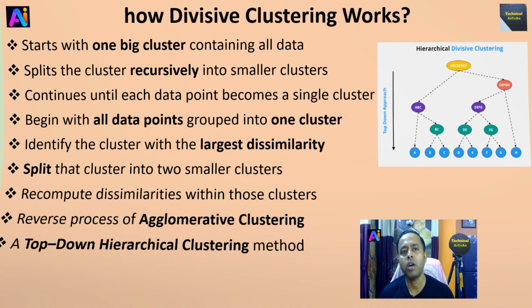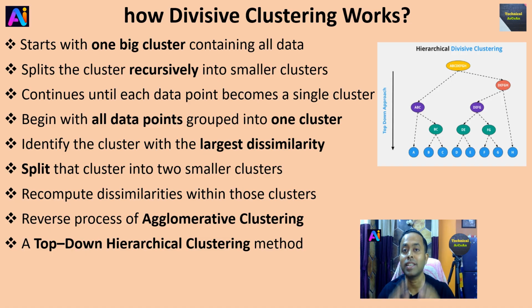Now when we talk about how divisive clustering works, it is top down. It starts with one big cluster containing all data, like in this diagram. At first the big cluster is there, and then it is split into smaller clusters, and after that we get all the data points. So that is a top-down approach. It splits the cluster recursively into smaller clusters and continues until each data point becomes a single cluster. It begins with all data points grouped into one big cluster, and from there it splits into smaller clusters, and after that we get the data points at the bottom.